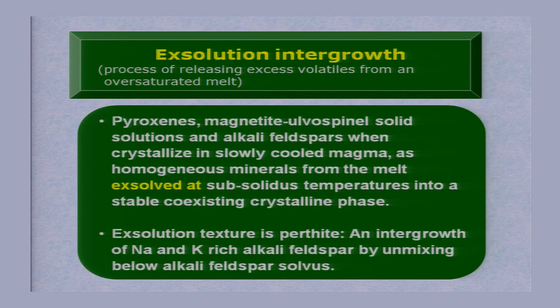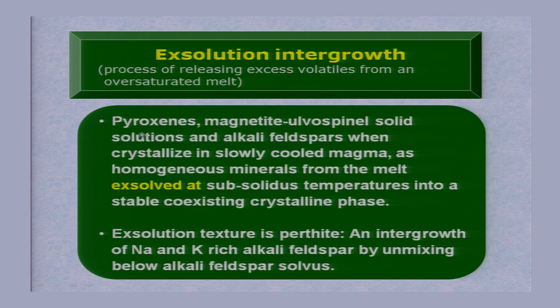I am showing you a different type of texture here, which is due to exsolution intergrowth. What is exsolution intergrowth? Exsolution intergrowth is the process of releasing excess volatiles from an oversaturated melt. It is attributed to the release of excess volatiles from an oversaturated melt, and as a result sudden dumping of cations is taking place and exsolution intergrowth has taken place.